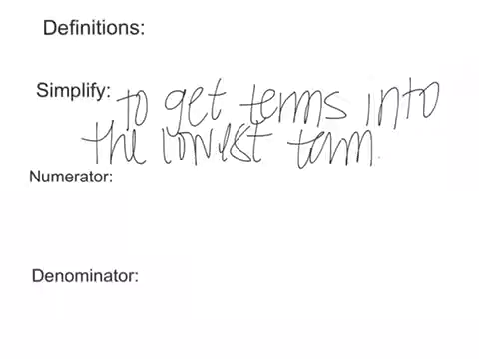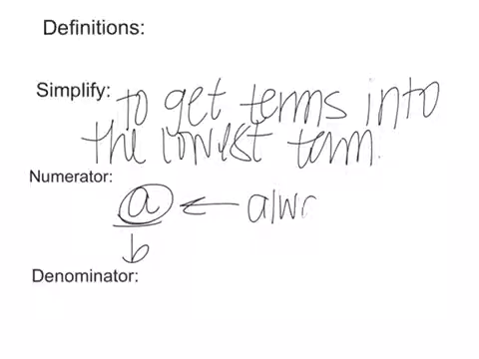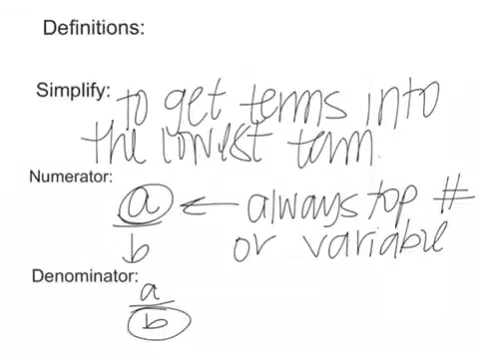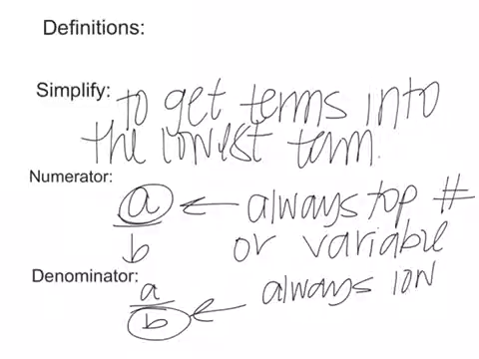The numerator is going to be, if we have a fraction, the a. We know it is always the top number or variable. We also learned in class that the denominator, in this case, is always going to be b. We know it is always the lower number or variable.